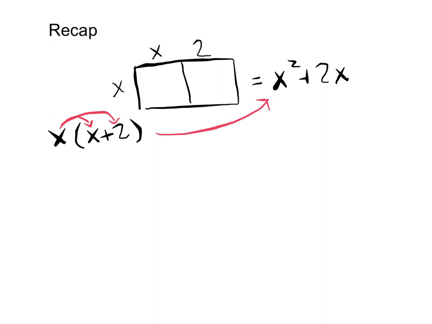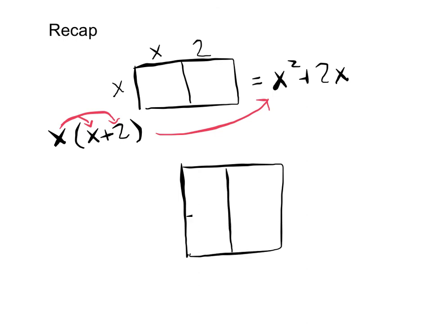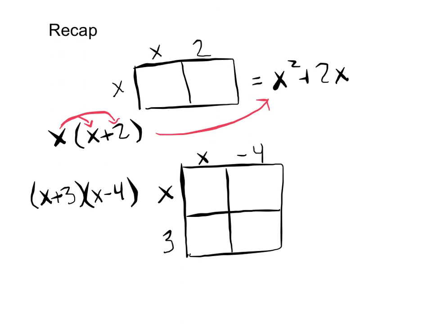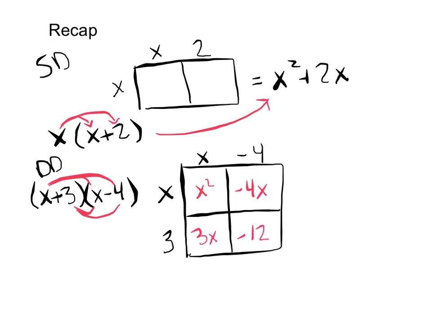We also can have double distribution problems. That's where we would have a rectangle that has 4 parts in it. So x plus 3 and say x minus 4. We would see this written out as x plus 3 times x minus 4. This is double distribution. So single distribution, double distribution. We can do this in 2 ways as well. We can just distribute this way, or we can use our area model to find the areas of all the smaller rectangles. Whichever way works best for you. No matter what, we're going to arrive at the same solution.